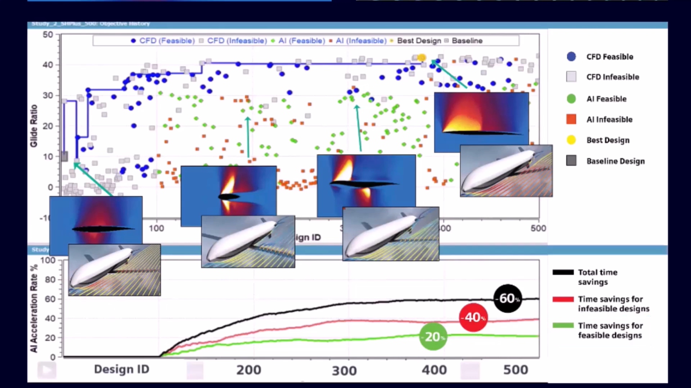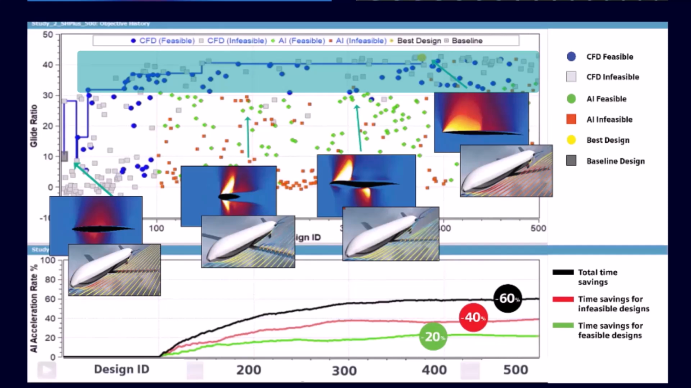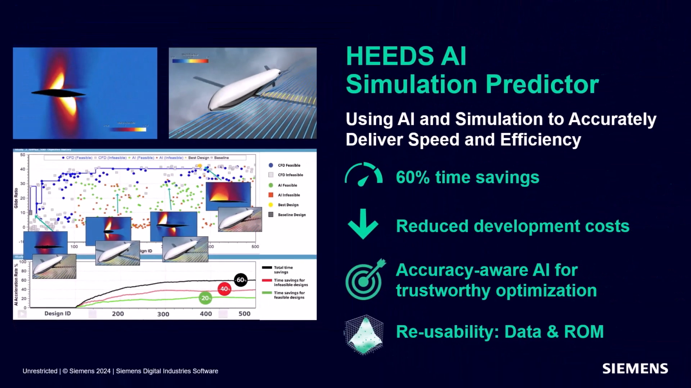This AI substituting for infeasible solutions more than feasible solutions is typical and a trademark of the uncertainty awareness acumen of these AI models. It should also be noted that the majority of the high-performing solutions are still evaluated with the real CAE simulation, either as a validation of the AI prediction, as a means to further enhance the AI model, or due to the fact that they are very close to the constraint boundary, all again properties associated with the accuracy awareness of AI models within HEEDS AI Simulation Predictor.